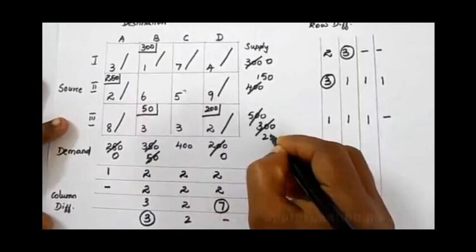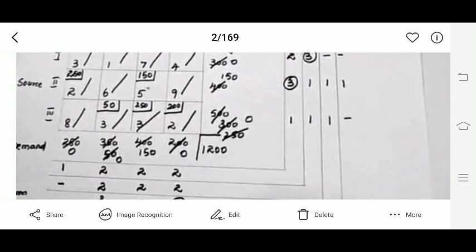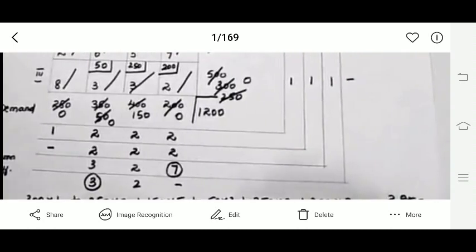Here 250 compared with 400, 250 is the least value, so we allocate 250 here in the third. After allocating 250, only 150 is left in the demand, and that 150 is allocated to the only element left in the matrix, that is 5. We reach the 0 destination, that is, demand and supply become 0, because we have reached the destination.